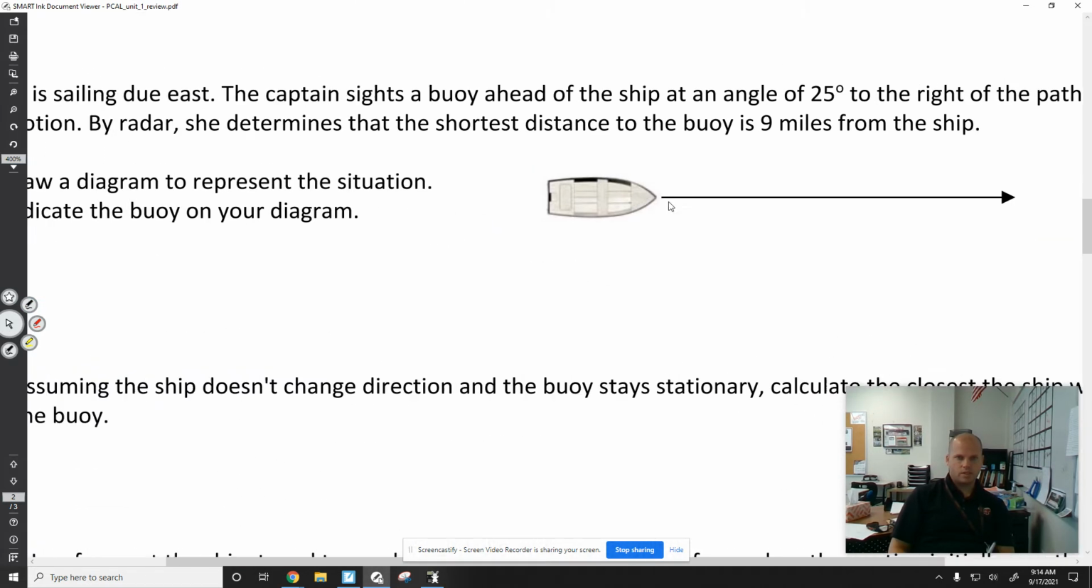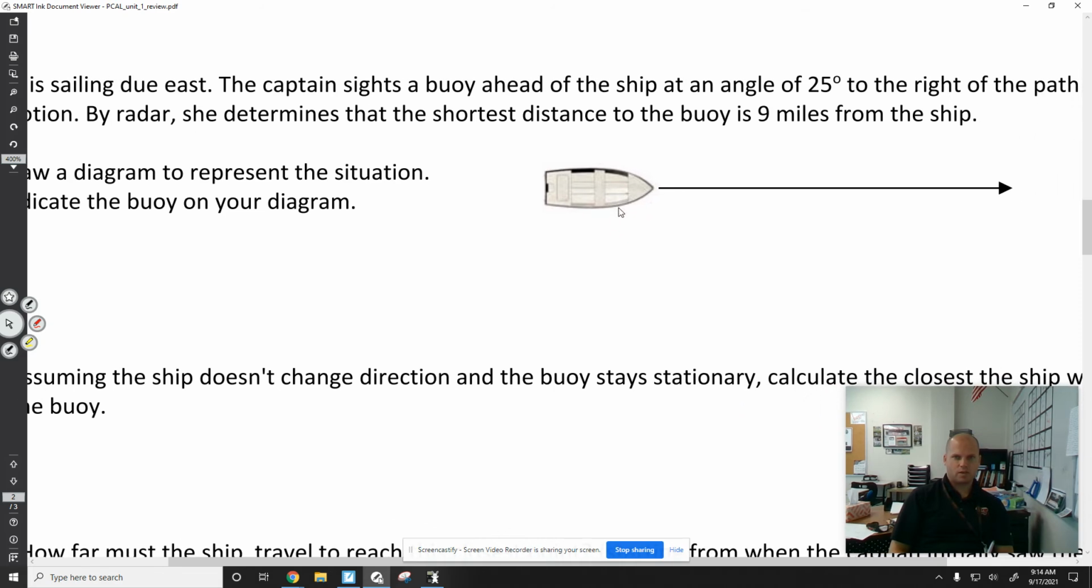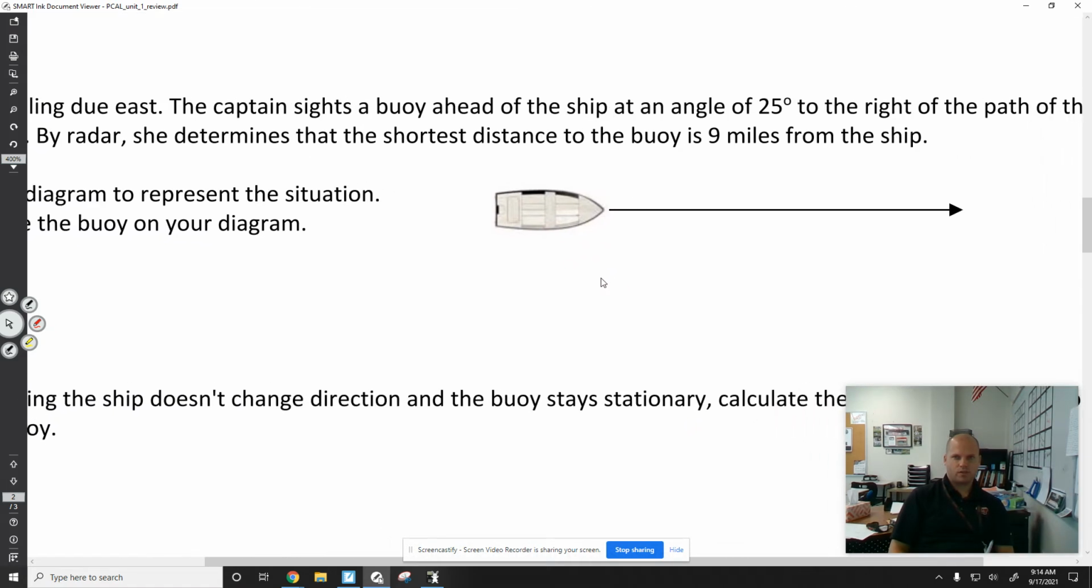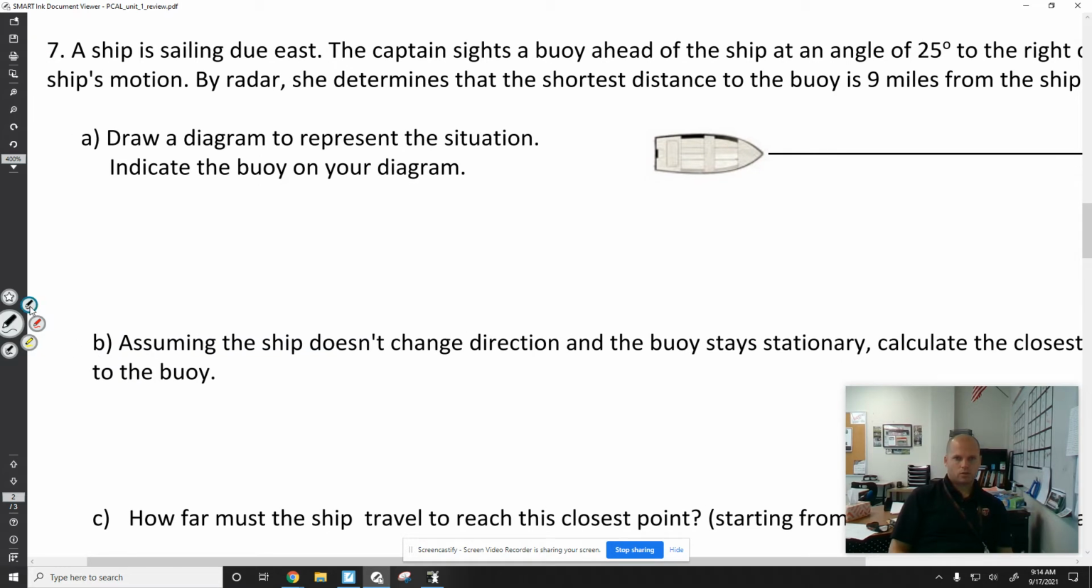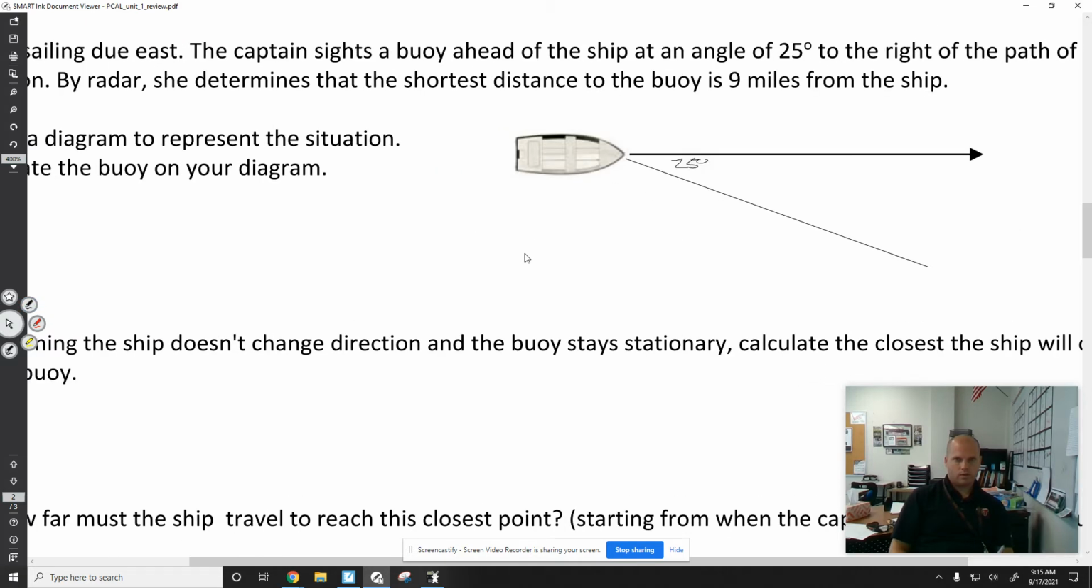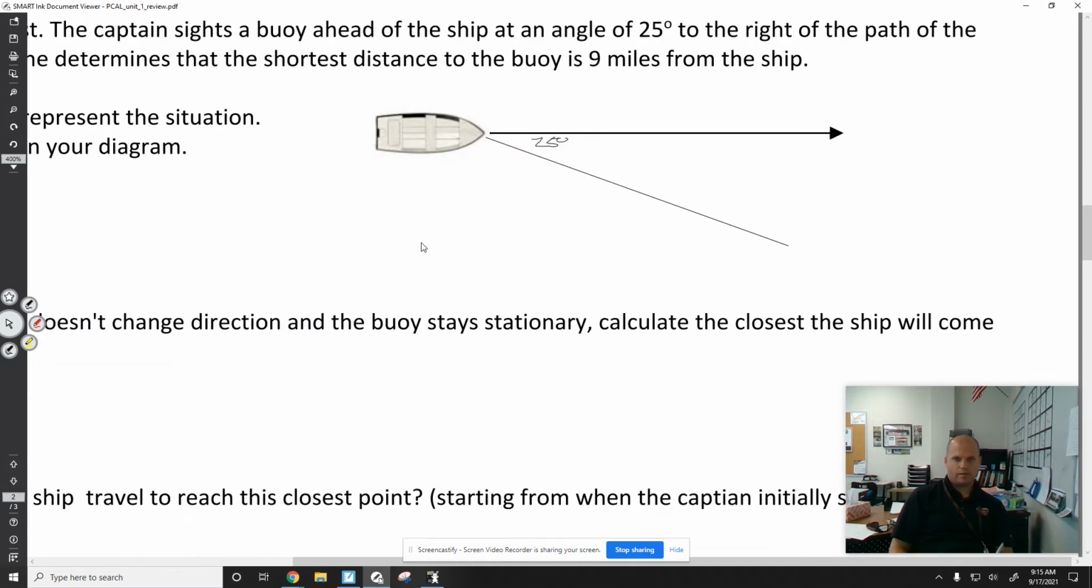Ship is sailing due east. Captain sights a buoy ahead of the ship at an angle of 25 degrees to the right of the path of the ship's motion. So, to the right of the path of the ship's motion would be like that. So we're saying that 25 degrees, that's where I've got. By radar, she determines that the buoy, B, is 9 miles from the ship.